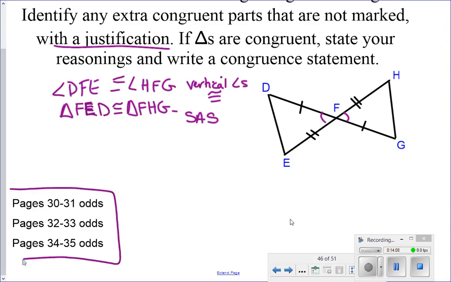I'd like you to try these problems. Those are what we worked on in class. So work on the odds on pages 30, 31, 32, 33, 34, 35. And we did go over some of those in class, but we didn't quite go through all of them. So the rest of that will be part of your homework assignment. So that was added to the homework. So complete those for Monday.